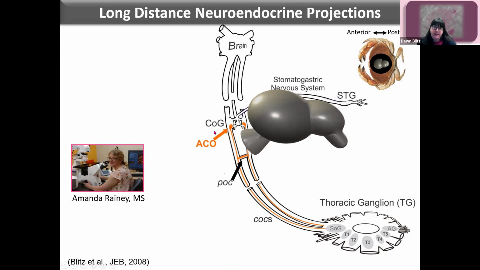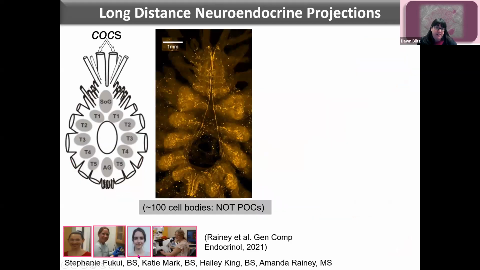And in the 2008 paper, we showed that the axons of the POC, or these POC axons, go backwards to the thoracic ganglion, and that's where we stopped. And then I've had several undergraduate students, as well as Amanda Rainey, a grad student who spearheaded this project, show that once the POC axons get into the thoracic ganglion, they form what we call the central tracts. So they actually go all the way around where the artery projects through. They make it all the way through the thoracic ganglion, and they have branches into every neuromere, all the leg neuromeres, the antennal neuromeres, the abdominal.